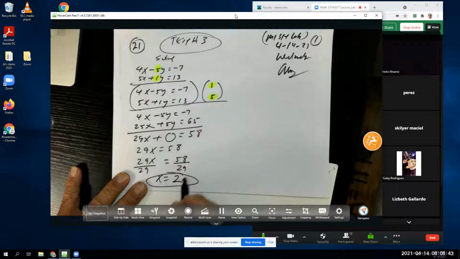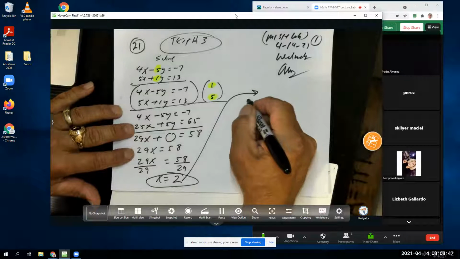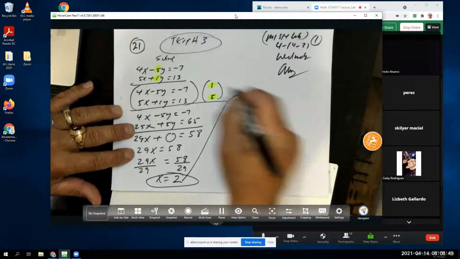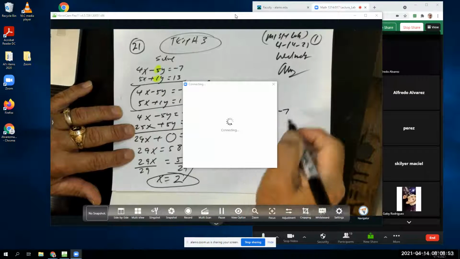Okay. So now, once you get the x answer, to find the y answer, you need to substitute back in here. 4x minus 5y is -7.